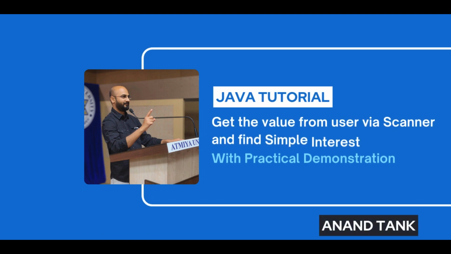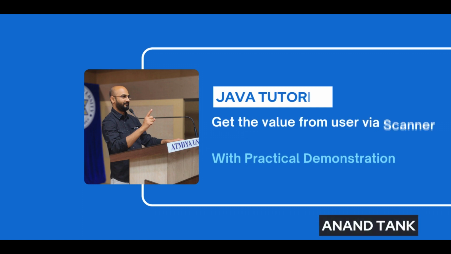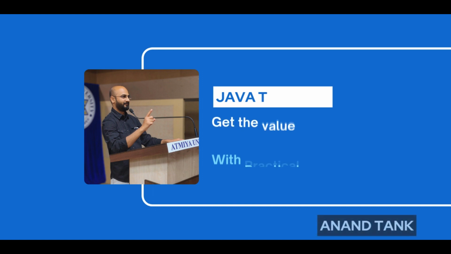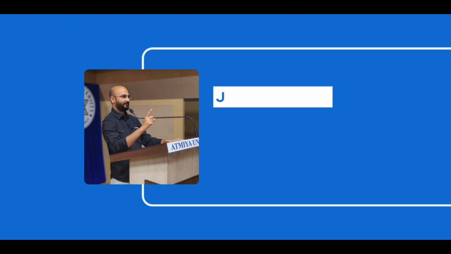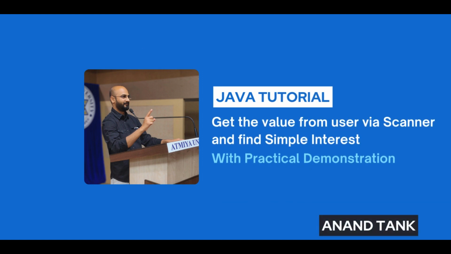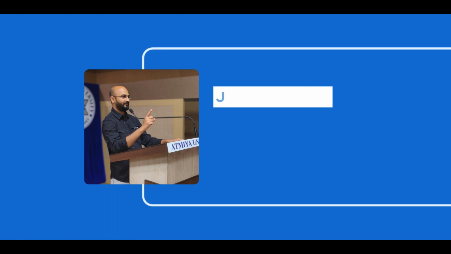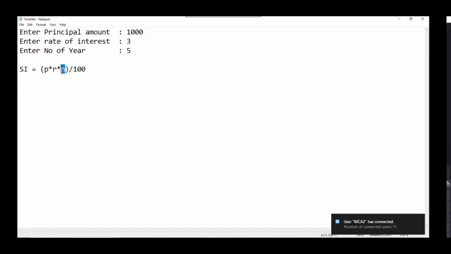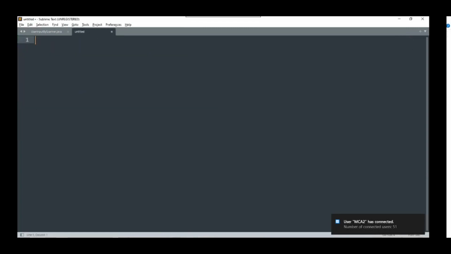Now it's time to implement the concept in a real scenario. For that, in this video, we will make a Java program that will accept the principal amount, rate amount and number of years. Then we will find out the simple interest. So now let's make a Java program to find simple interest. Here is the formula for the simple interest: principal into rate into number of years divided by 100.